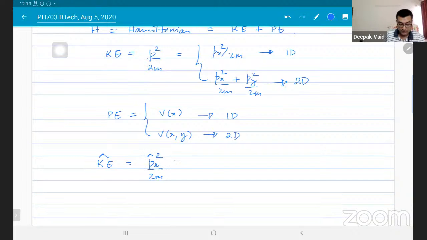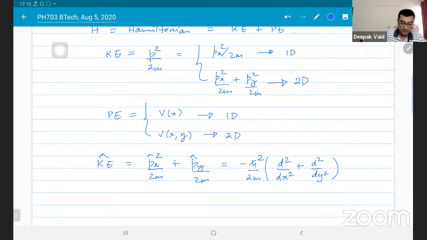Operator px square by 2m plus operator py square by 2m, which is what? Which is minus h bar square, the same for both. Minus h bar square by 2m times the second derivatives. So what is this? This is the kinetic energy operator part of the Hamiltonian. So I can also write it as Hk, right?